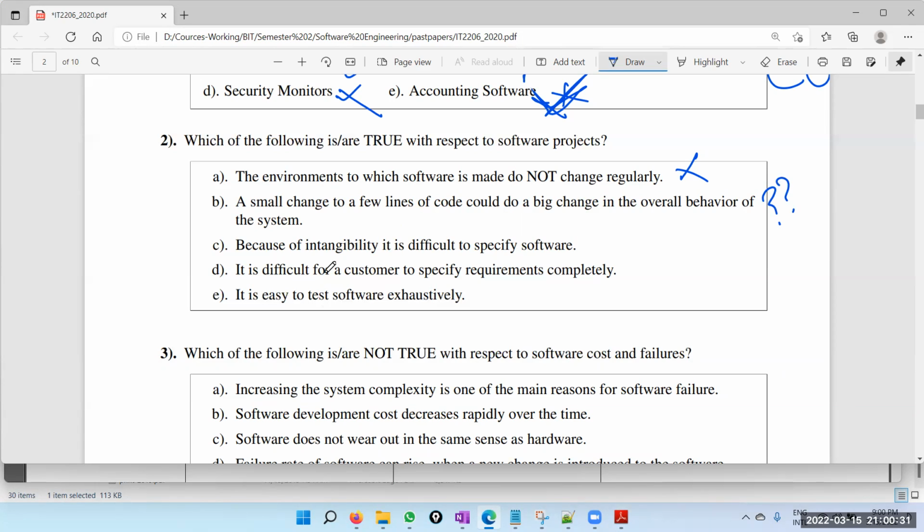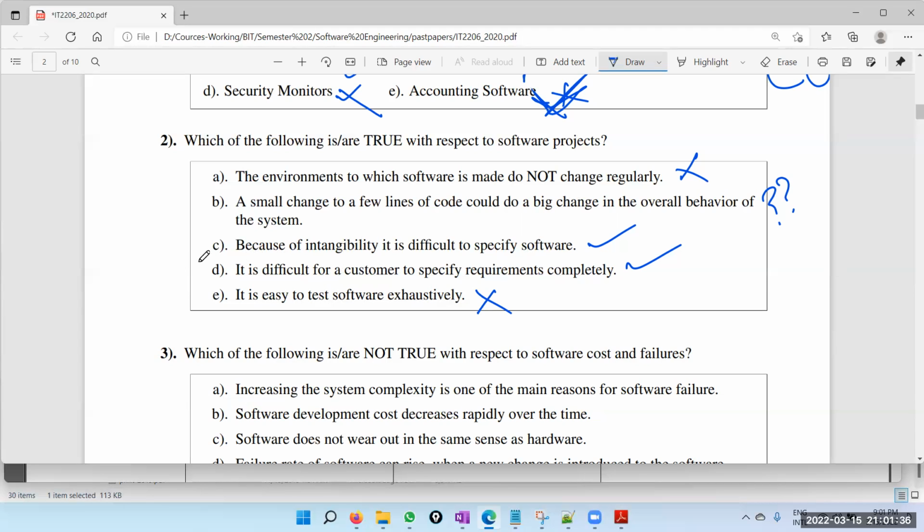Because of intangibility, which means conceptual nature, it is not physical, it is difficult to specify software. Yes, right. When something is not physical, the specification is difficult because it is a conceptual thing. It is difficult for a customer to specify requirements completely. Yes, because requirements are also conceptual, so there can be some ambiguities. For a house, we can say exactly how long and how wide it must be. But with software we cannot, it is a concept. It is easy to test software exhaustively. No. Exhaustively means completely. Software is a conceptual thing with a lot of conceptual complications. It is extremely difficult to test unless it is a hello world application. There is a world beyond hello world.